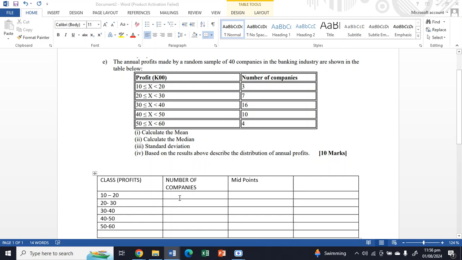Number of companies, we have 3, 7, 16, 10, and 4.